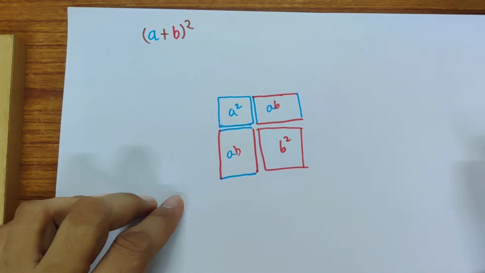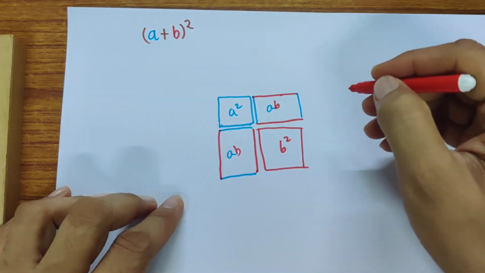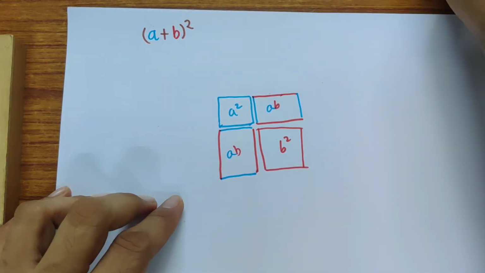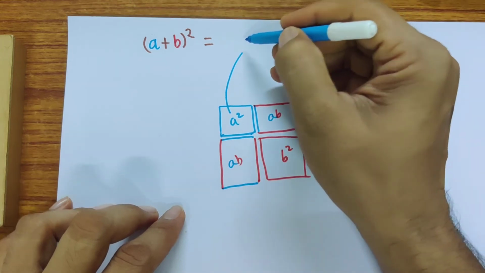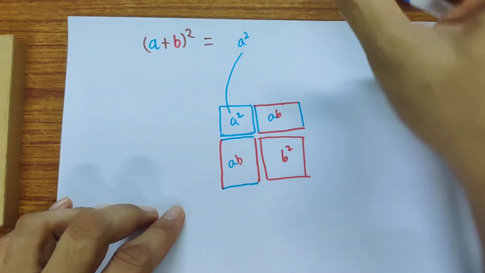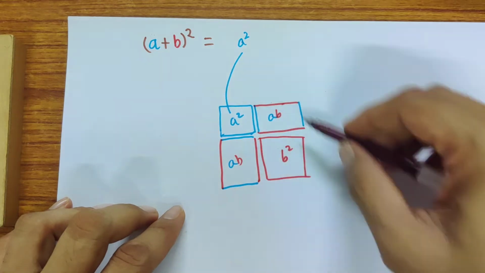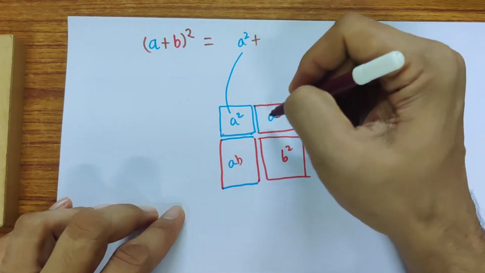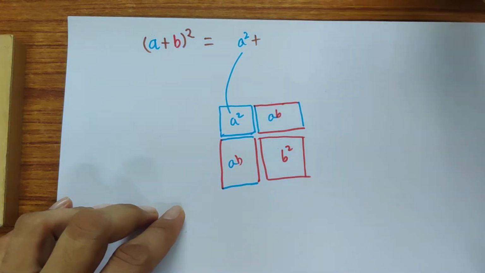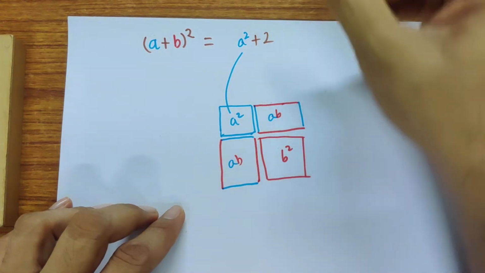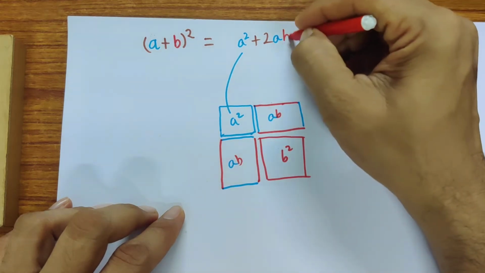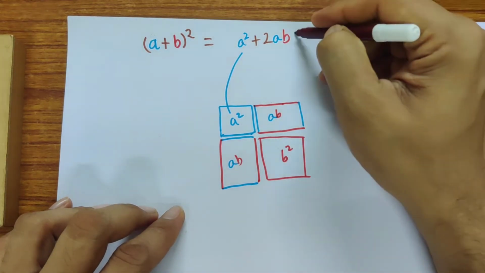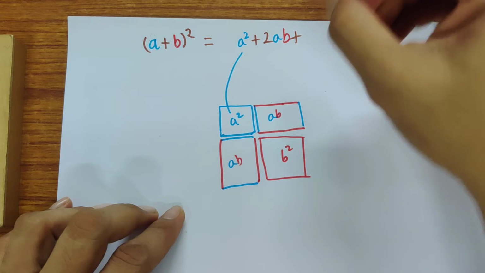So what that gives you is that your (a plus b) whole square becomes equal to this, which is an a square, and then all these are added together. So I'm adding ab and ab, so I get 2 times ab, and then I get a b square.